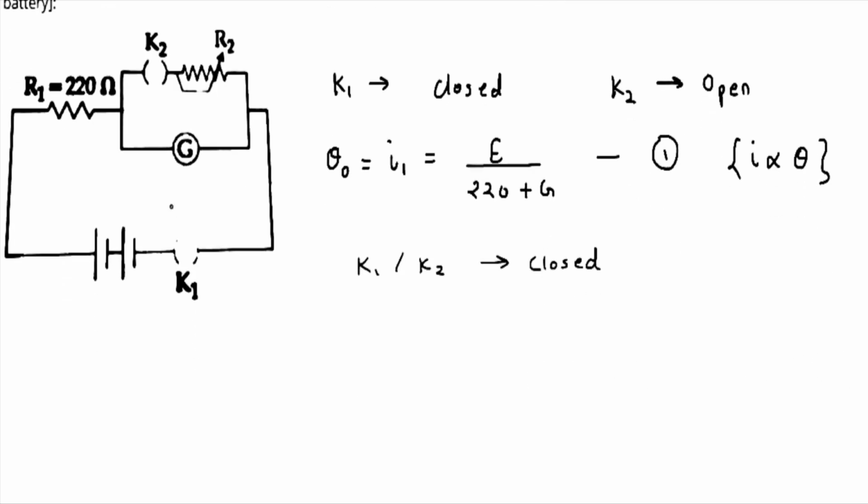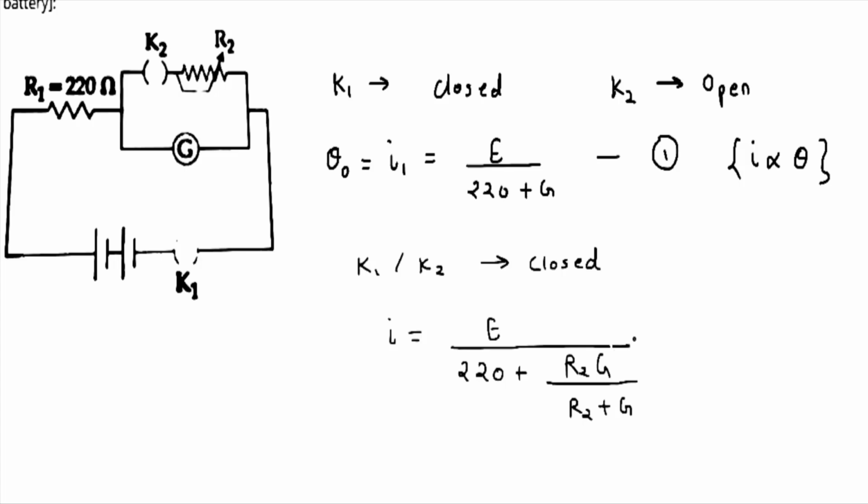If both are closed, the total current in the circuit, which I am writing as I only, can again be calculated by using Ohm's law, that is E upon total resistance. Total resistance: we can see R1 is in series with R2 and G, as R2 and G both are in parallel and they are in series with R1. So the equivalent resistance can be written as 220 plus the parallel combination of R2 and G, that is R2 into G divided by R2 plus G.